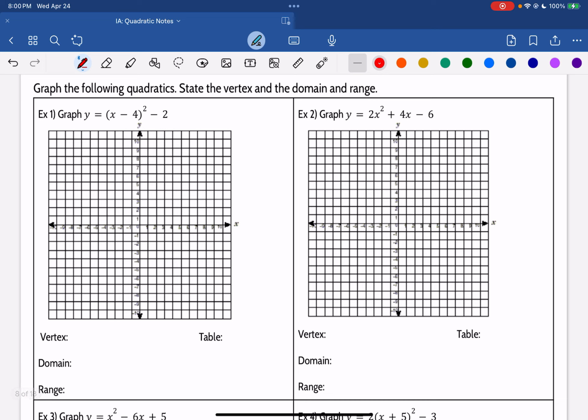So in number 1, the first thing we need to do is figure out what form it is. If we look, because it has these parentheses, that makes this vertex form, which means our vertex is given to us right here. We don't have to use the equation negative b over 2a. We can just go, okay, there's our vertex, 4, negative 2.